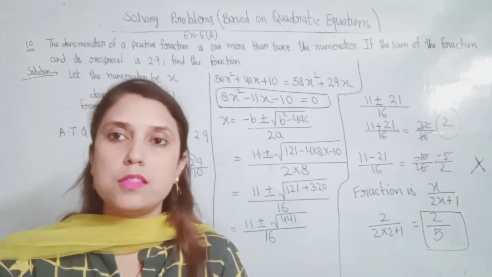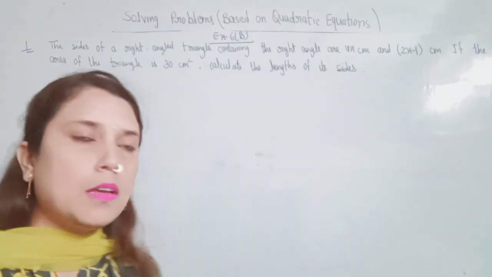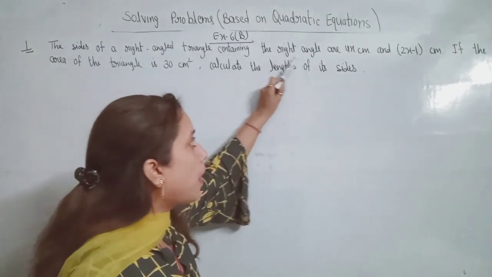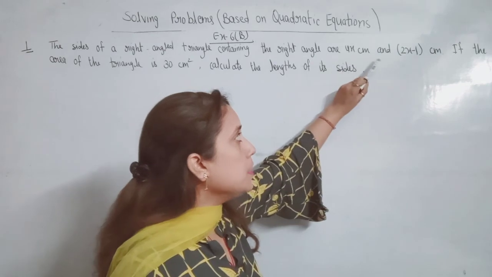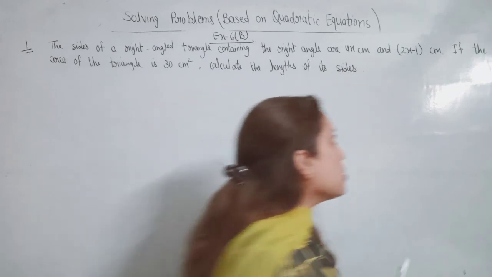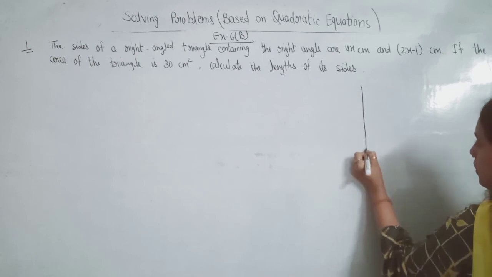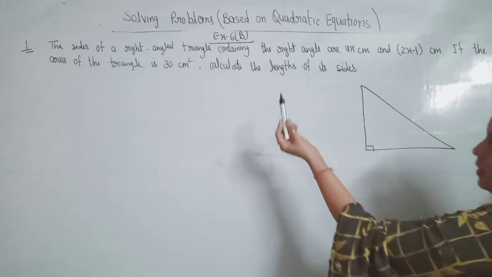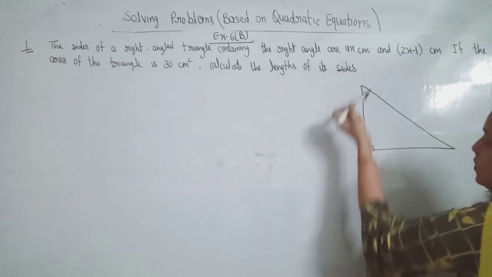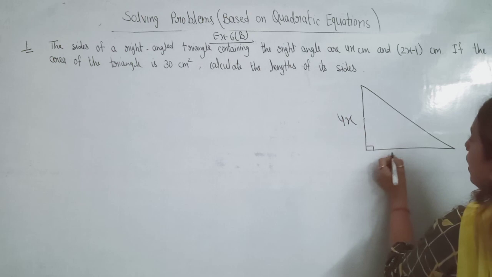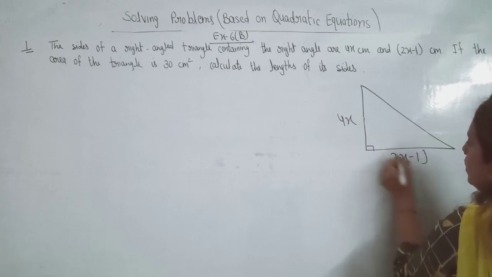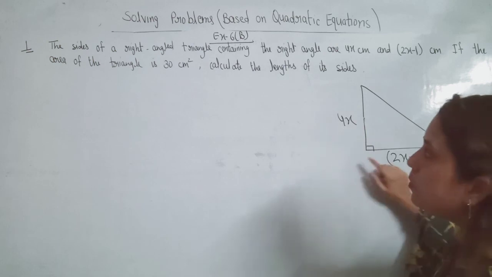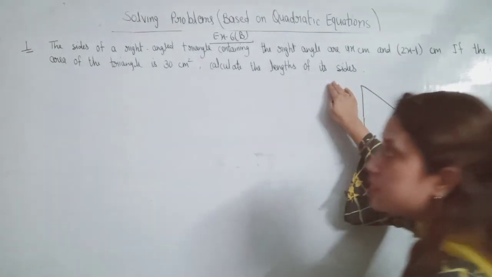Now let's do the next question. The sides of a right angle triangle containing the right angle are 4x centimeter and 2x minus 1 centimeter. If the area of the triangle is given as 30 centimeter square, find the length of its sides.